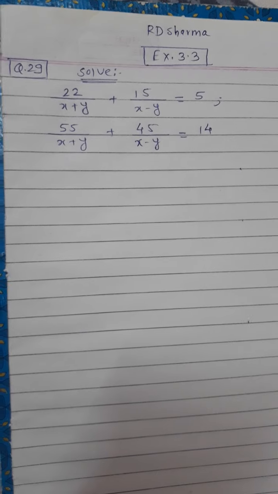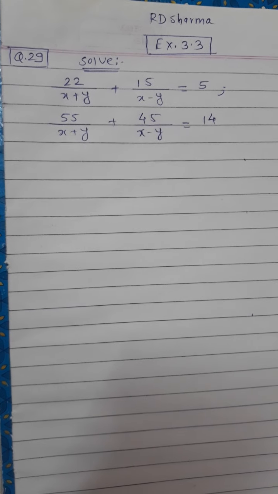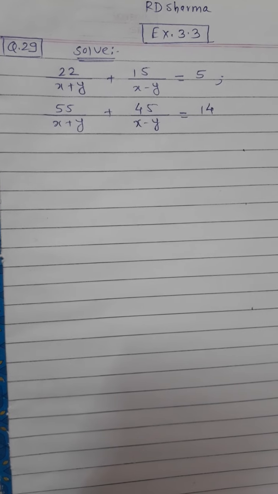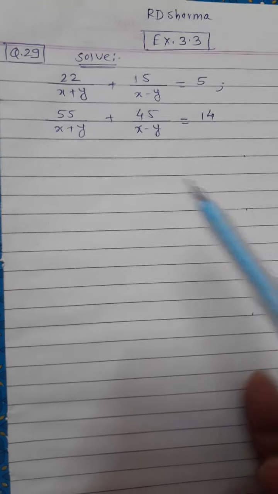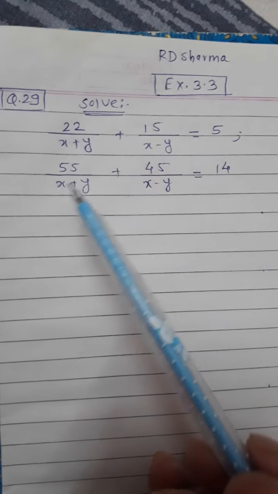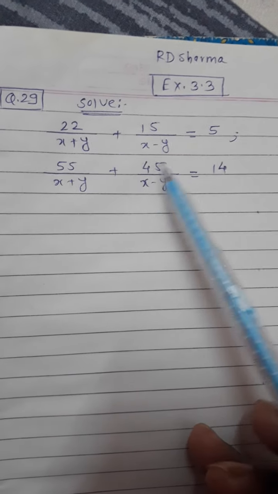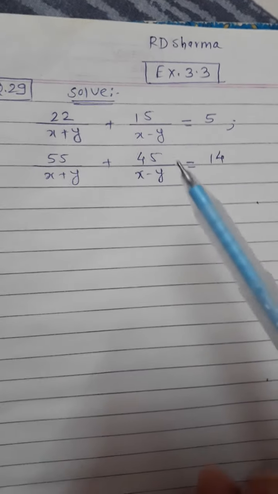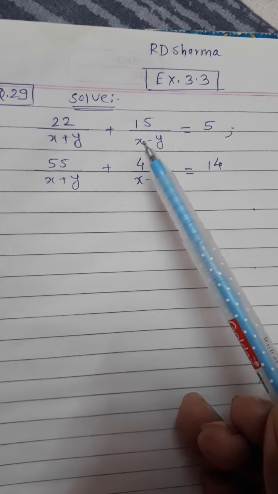Exercise 3.3 from R.D. Sharma. Question number 29. Solve: 22 upon x plus y plus 15 upon x minus y is equal to 5, and 55 upon x plus y plus 45 upon x minus y is equal to 14. These two linear equations are not in the standard form.